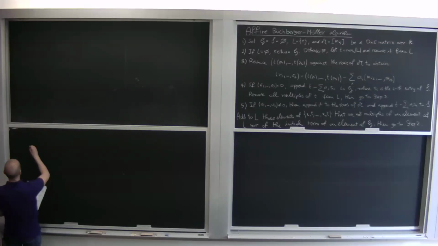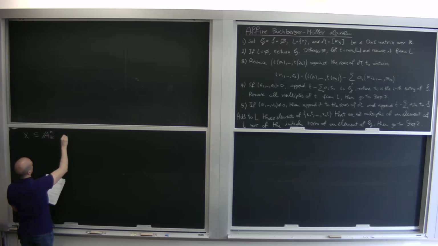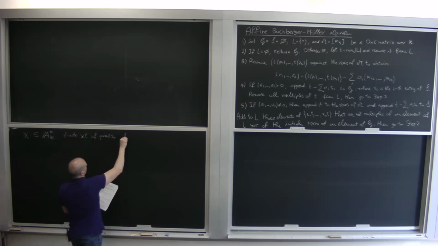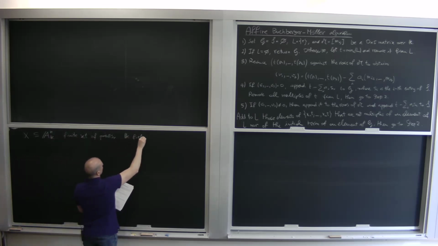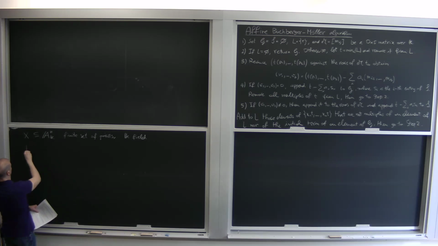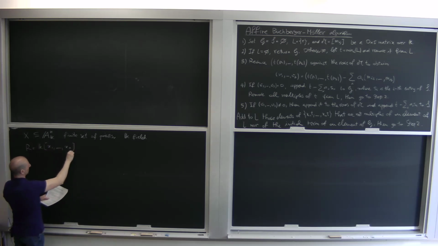So we're gonna let X in some affine space be a finite set of points. And K is some field. Doesn't really matter what it is for the purpose of this talk. So what we want to do is look at the polynomial ring. It's the coordinate ring of this affine space.